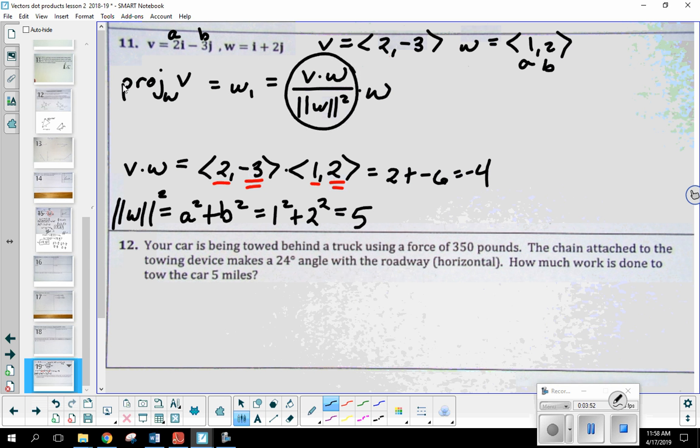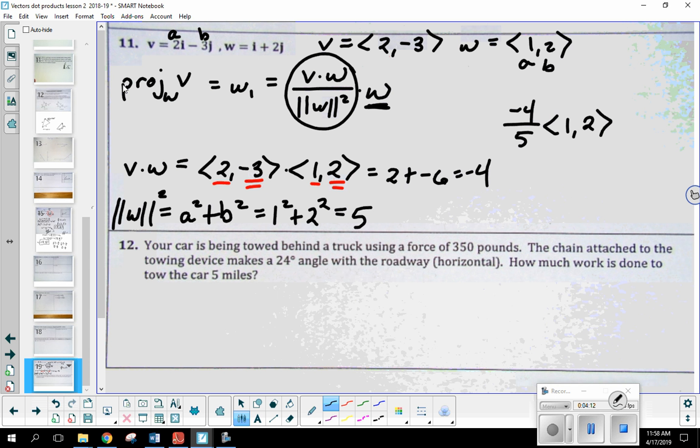That creates your scalar. So the dot product was -4 over the squared magnitude, which we found to be 5. Now all I want to do is multiply by W, 1, 2. So that's the last part of the formula right there.